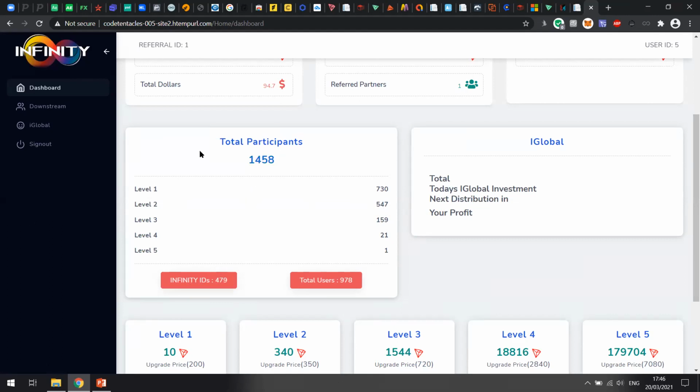So we have 1,458. Real people are only 978. These are the real people, the people who have a wallet. So 479 Infinity IDs were capable of pushing 479%. That is the concept. The main concept of the system is to create something from the system itself to push the system itself.